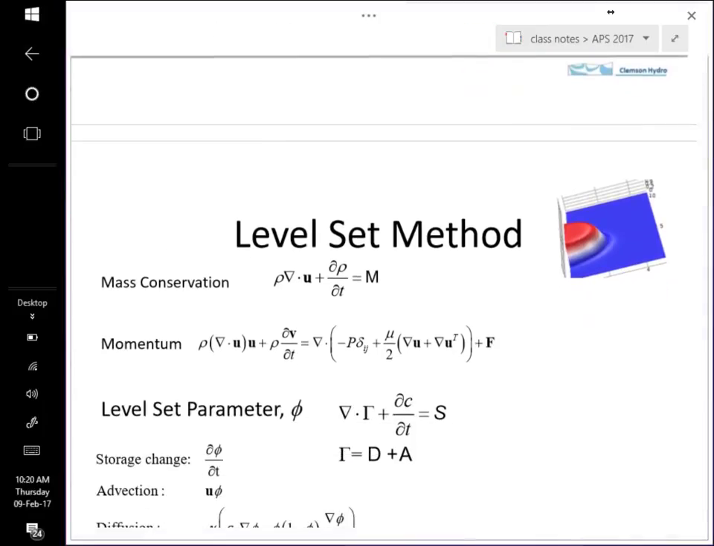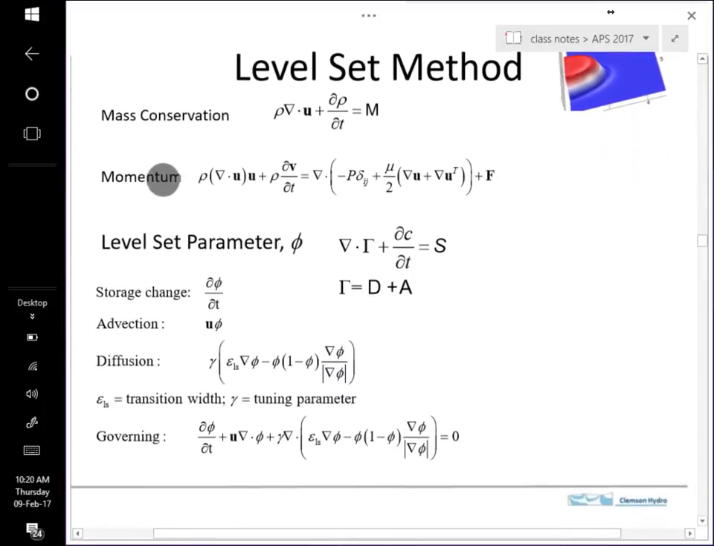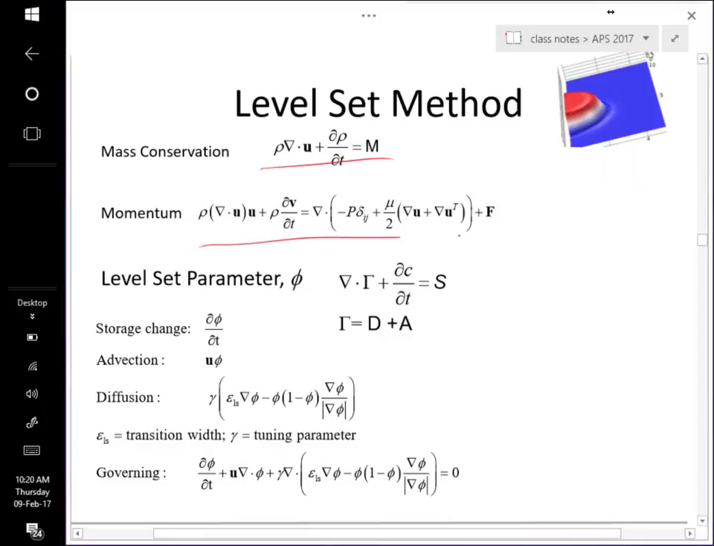So for the level set method, here's the governing equation. This guy and this guy, these are just standard mass and momentum conservation, and we would have those apply for the two fluids. And then this level set parameter also has to behave according to the conservation equations. So what we get is a change in storage term, which is just the change of the level set parameter with time, and we have the advection of the level set.